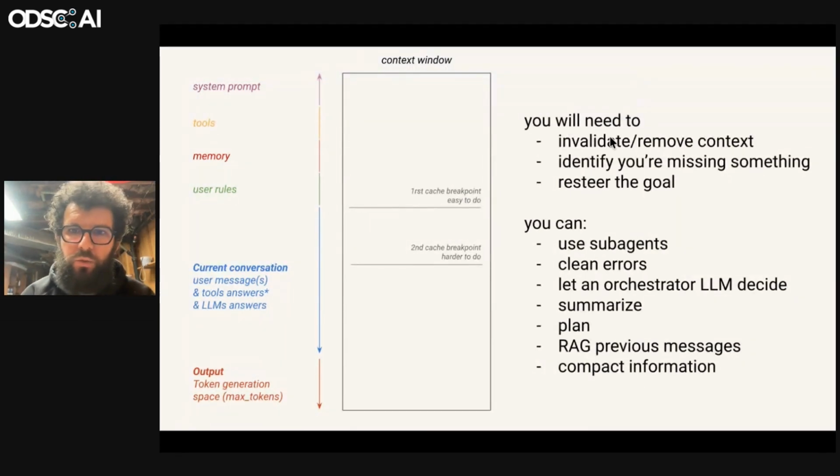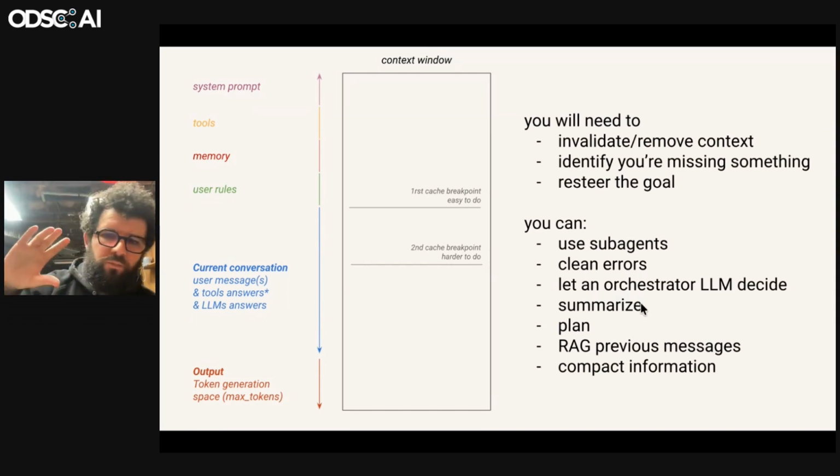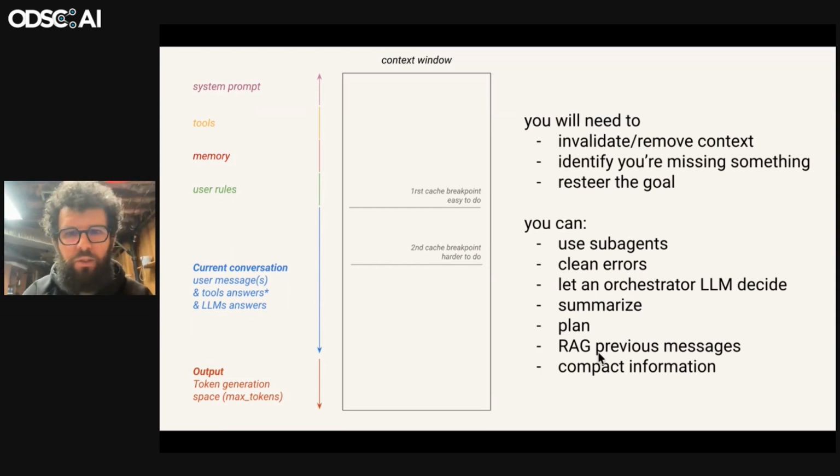So you will need to invalidate or remove context. You will need to identify that you are missing something. You will need to sometimes resteer the goal because you have lost the goal and the thing you want to do. For this, you can use sub-agents that compact the context window. You can clean the errors in the current conversation, just remove the errors once they have been fixed. You can let an orchestrator LLM decide what stays or not in the context. You can do some summarization. You can plan. You can RAG on the previous messages. You have to compact information in the end.